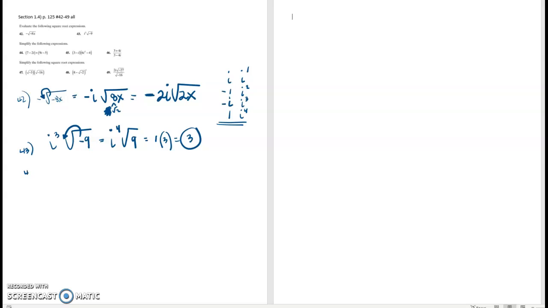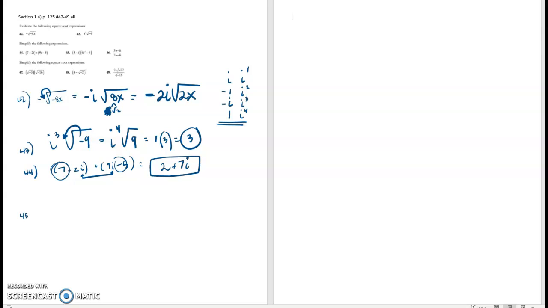Number 44, we're asked to combine like terms. We have 7 minus 2i plus 9i minus 5. You can add your i's. Negative 2i plus 9i is going to be a positive 7i. And then you can add those constants. 7 minus 5 is 2. So it's going to be 2 plus 7i.